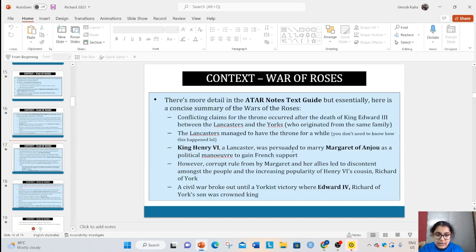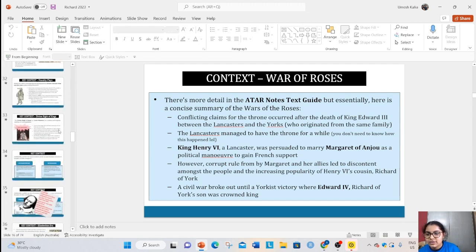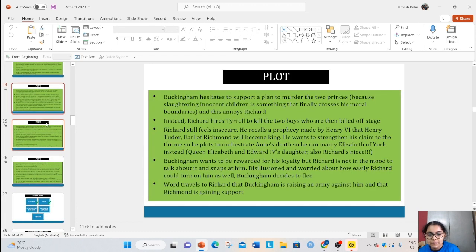Okay, and I did see a question there too. Margaret was the wife of King Henry the Sixth. So I did see a question about the wife of King Henry the Fourth is Queen Elizabeth. The wife of King Henry the Sixth, who's a Lancaster, is Margaret. Right. Okay, just making that clear now. So let's go back quickly. Where are we?